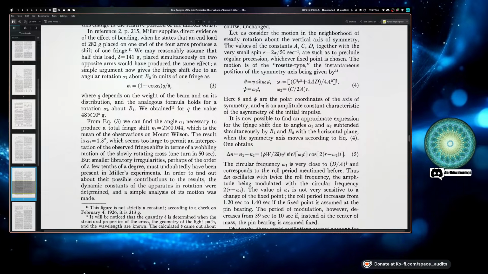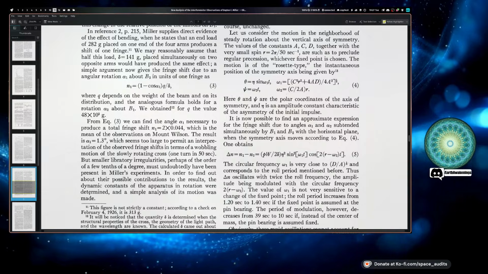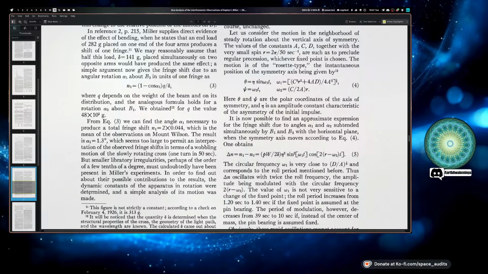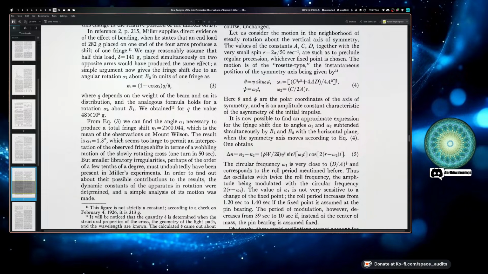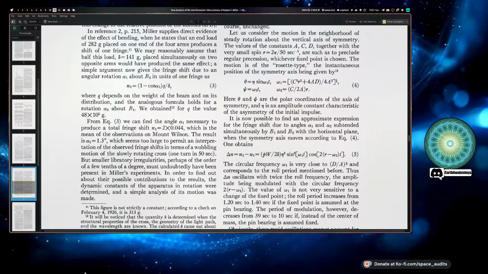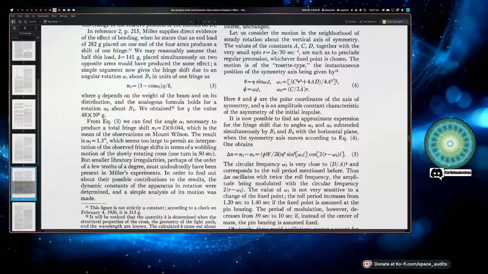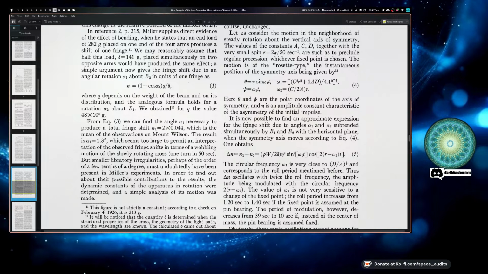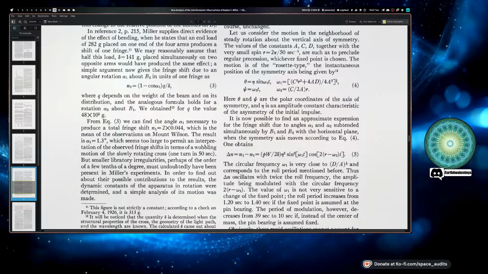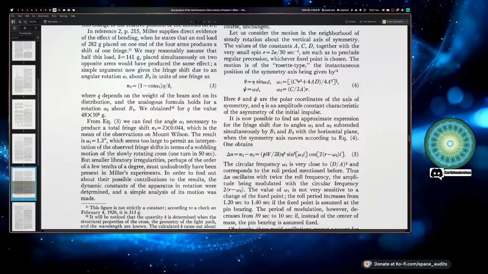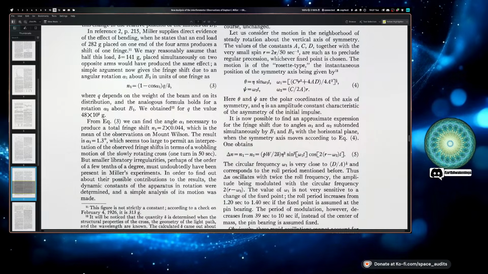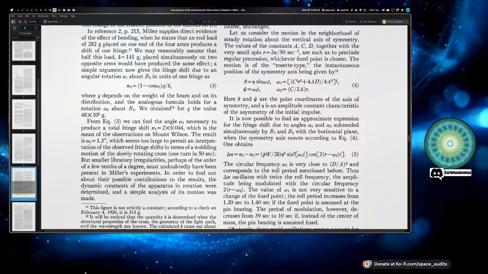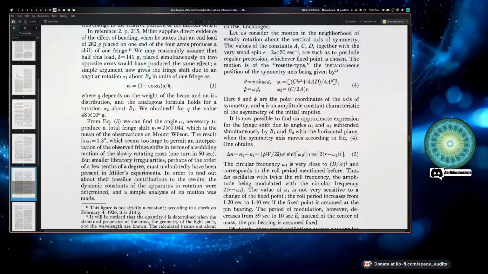his documentation. Okay, from equation 3, we can find the angle alpha 1 necessary to produce the total fringe shift N1, 2 times 0.044, which is the mean of the observations on Mount Wilson. The result is alpha 1 at 1.3 degrees, which seems too large to permit an interpretation of the observed fringe shifts in terms of a wobbling motion of the slowly rotating cross, one turn every 50 seconds.